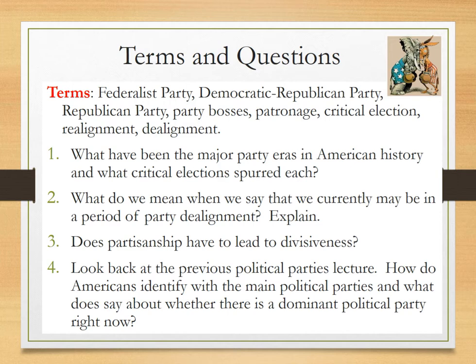How do Americans identify with the main political parties? And what does that say about whether there's a dominant political party right now? What's the difference between the party in government versus party identification? And will we see a realignment because of the instability, given that independents are the main identifiers now? In other words, the main political identifier now is neither party. And so will independents swing to one party versus the other to create a new coalition?